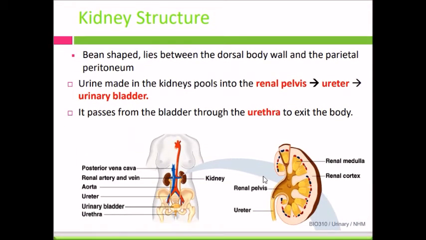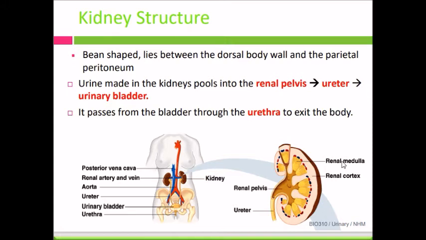The structure of the kidney is a bean-shaped structure, and the urine will be made in the kidney, where the urine will then transfer to the renal pelvis here. This is our kidney. It will transfer to the renal pelvis and then the ureter. You have to remember, the kidney has two most important regions. The first one is the outer part here, known as the renal cortex. Meanwhile, the inner part here is known as the renal medulla.